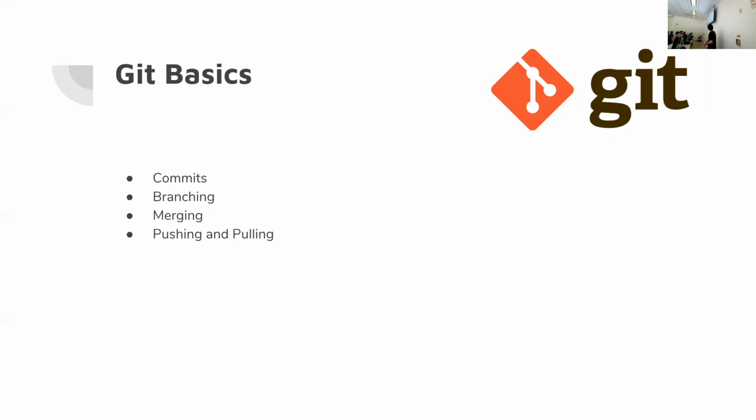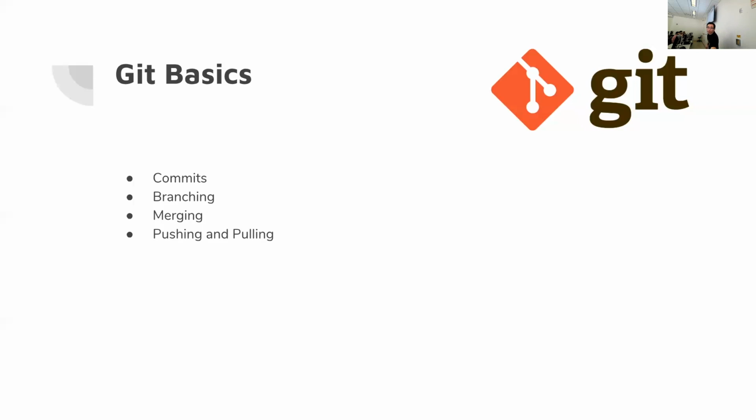There are four main parts I want to talk about today, which are commits, branching, merging, and then pushing and pulling. Git is really powerful. There's a lot of cool things you can do with it. But if you know these four things, you should be able to use Git for your projects without too many issues.